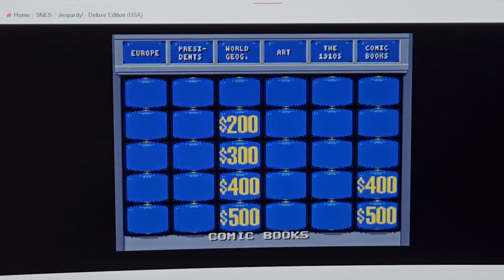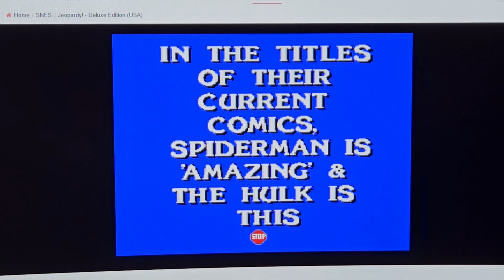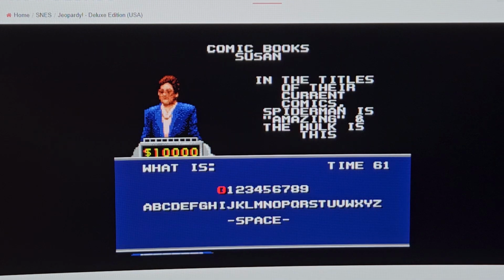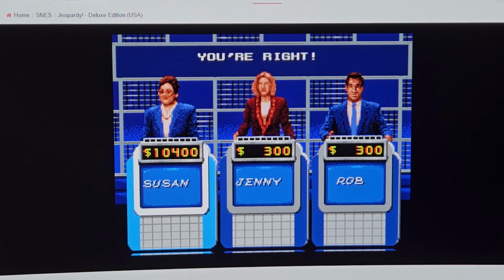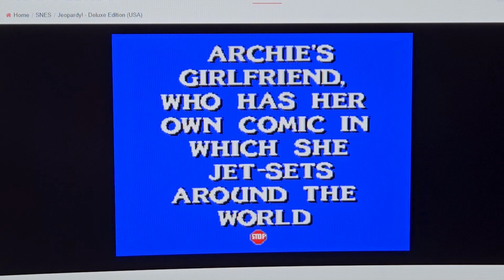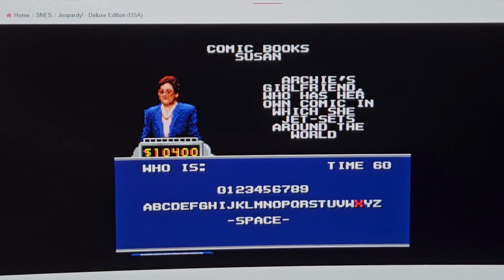And we'll go with the comics for 400. The answer is... In the titles of their current comics, Spider-Man is amazing and the Hulk is this. What is incredible? Okay, let's go for 500. The answer is... Archie's girlfriend, who was her own comic in which she jet sets around the world. Who is Veronica Lodge?